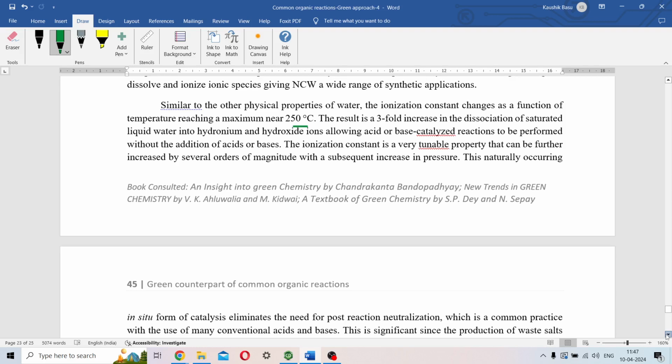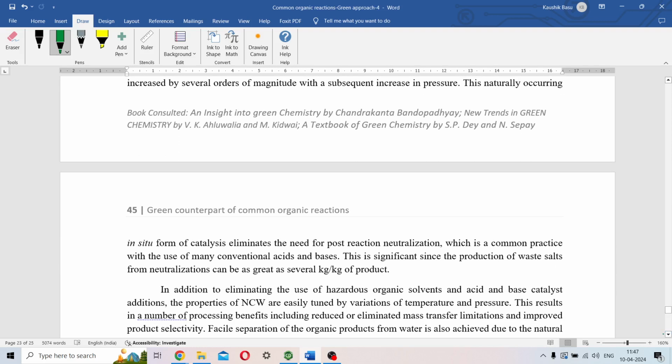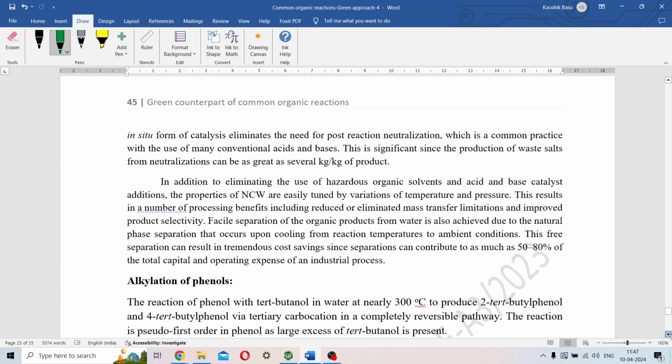Now that's very good, because if you are using acid or base, then finally a neutralization step has to be done, which may lead to, for per kg of product, maybe 1 kg of salt being produced in the reaction medium. But we can get rid of all these things if you use near critical water, which by virtue of the higher dissociation constant can act as the acid or the base catalyst as is required. So near critical water is very, very important, and it's a fascinating aspect of green chemistry.